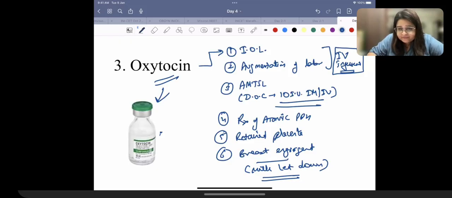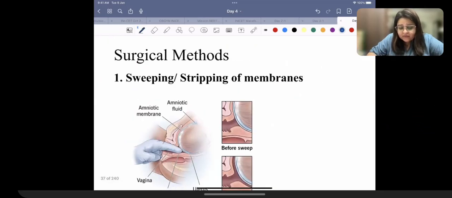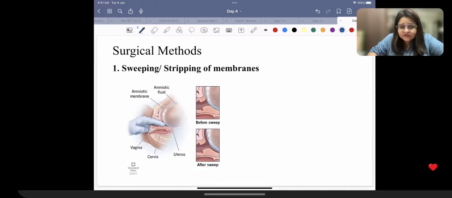Dose is not important, because there are different dosing regimes. It's not something which is important. Now, coming to surgical methods of induction of labor.